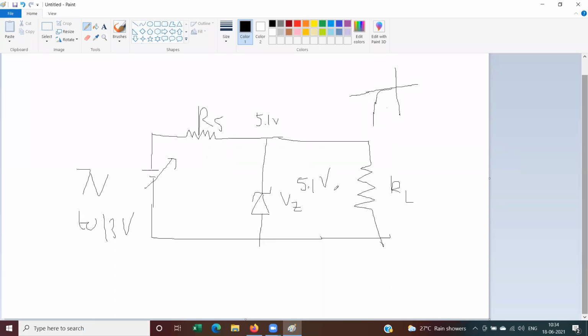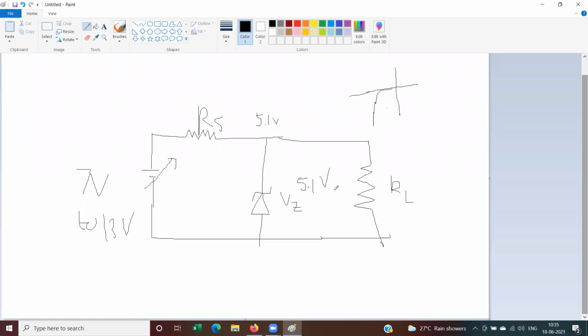Are you with me? If the voltage across the Zener diode does not change, that would clearly mean that voltage across RL will also not change because RL and the Zener diode are in parallel. Are you with me? Now, if the voltage across RL does not change, by Ohm's law the current through RL will also not change.